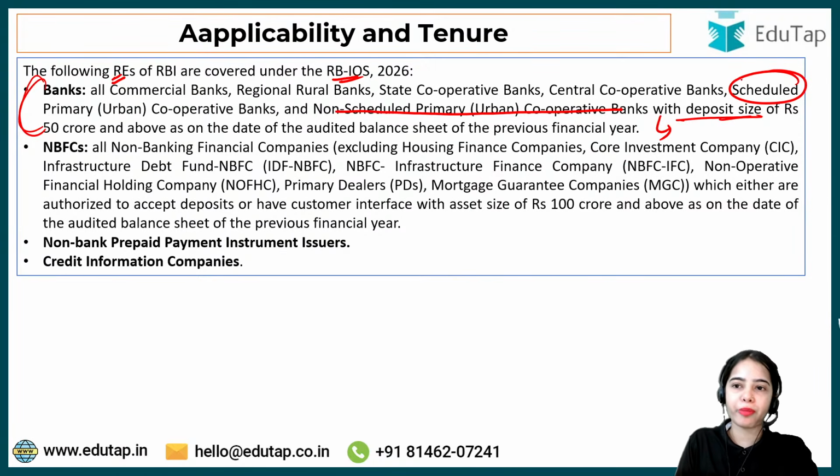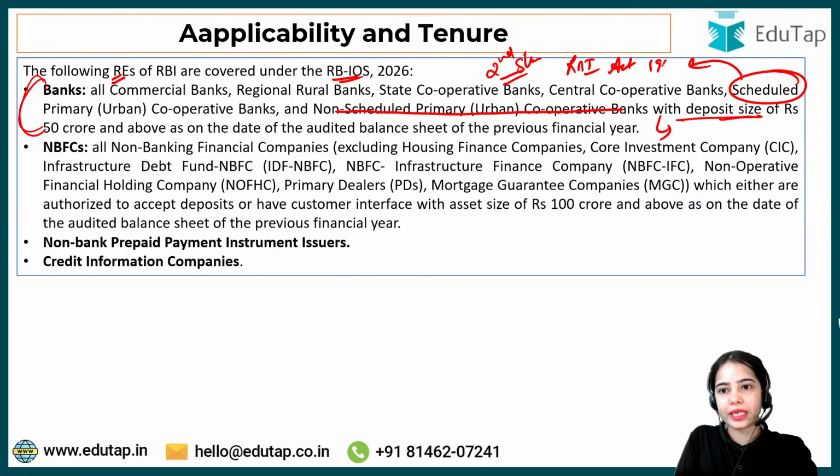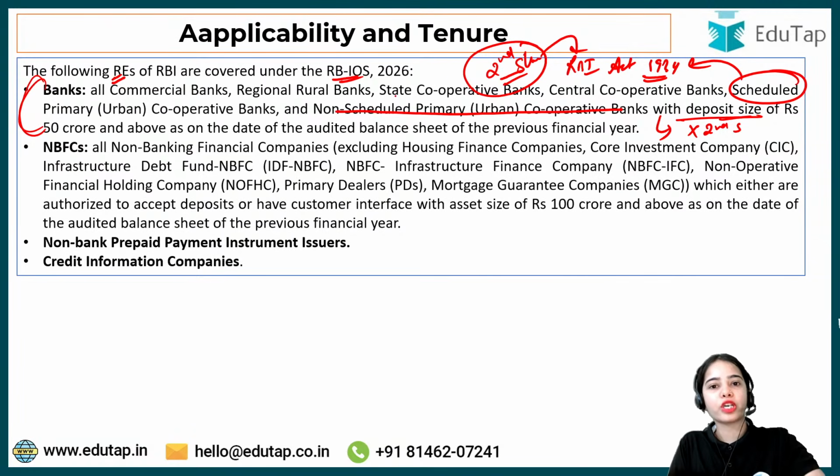Scheduled primary urban cooperative banks are those which are included under the second schedule of RBI Act of 1934, while the non-scheduled primary urban cooperative banks are not included under the second schedule of RBI Act of 1934. So all the banks that are included in the second schedule of RBI Act of 1934 are known as the scheduled banks, okay? Which are not included, they are non-scheduled.